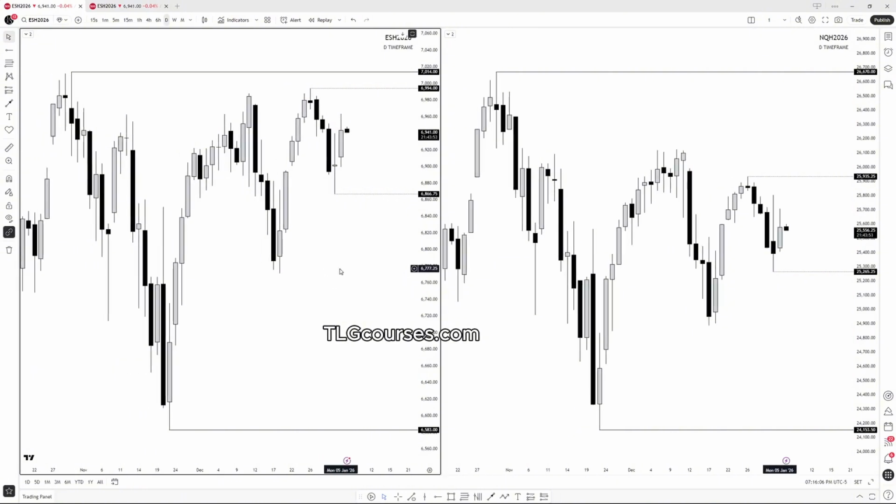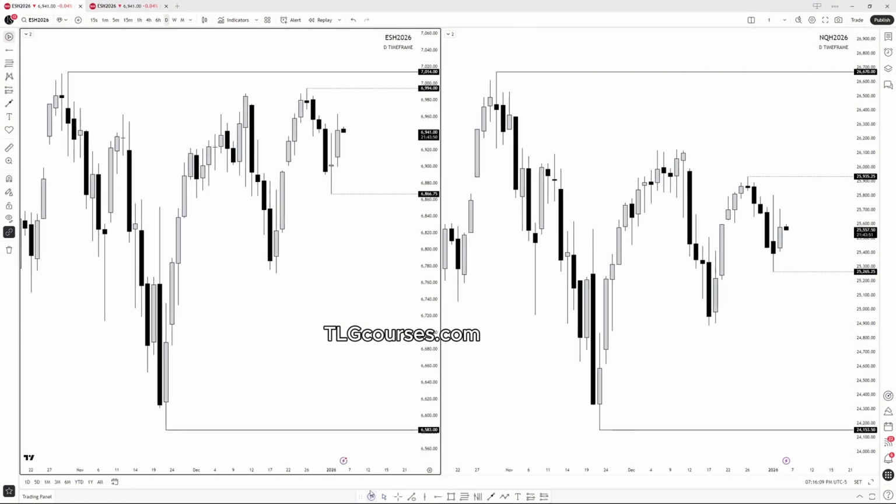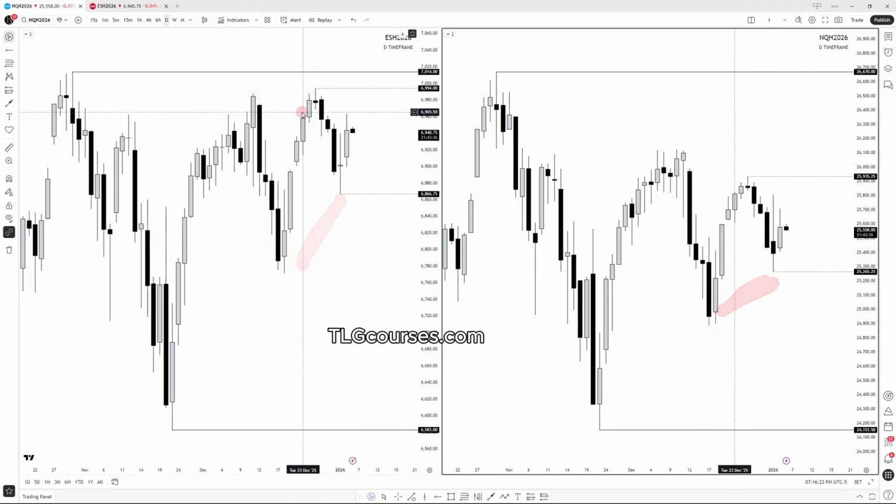Now, if we zoom out, again, we can see on the S&P 500, observing where price is, where is it closer to? Is it closer to these highs right here? Or is it closer to these lows down here? And this is the part where you answer. The highs. Exactly.